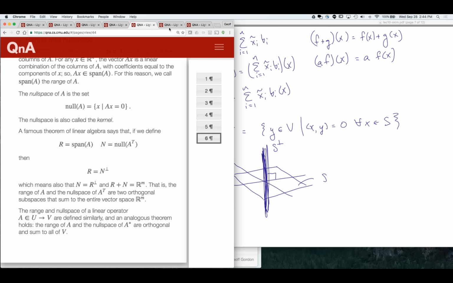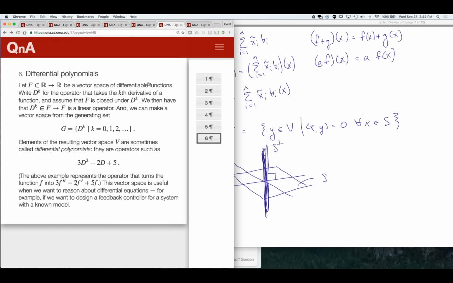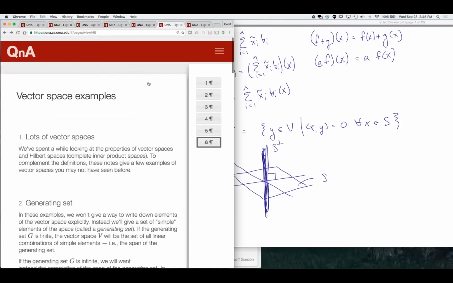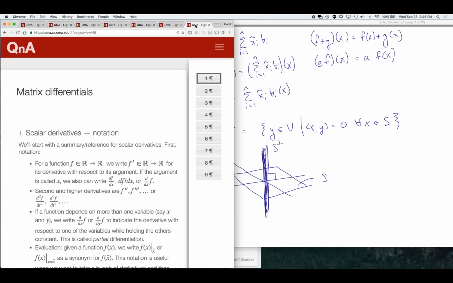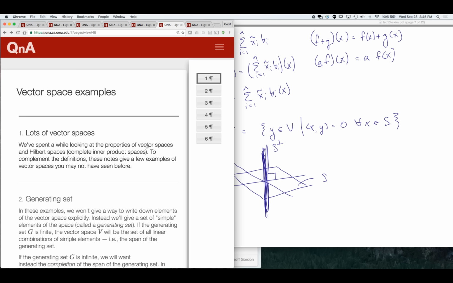All right, so we've already gone through this, and I think there's no point in starting a new topic on matrix differentials with 5 minutes left in the class.